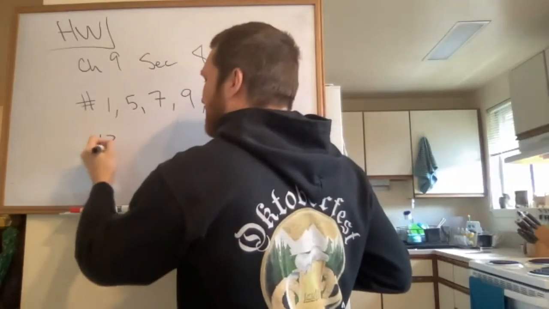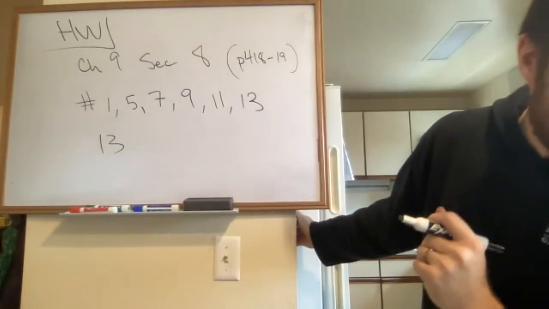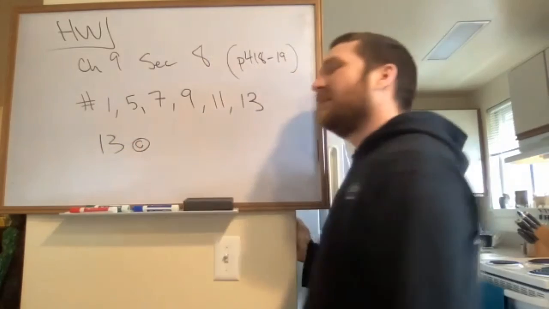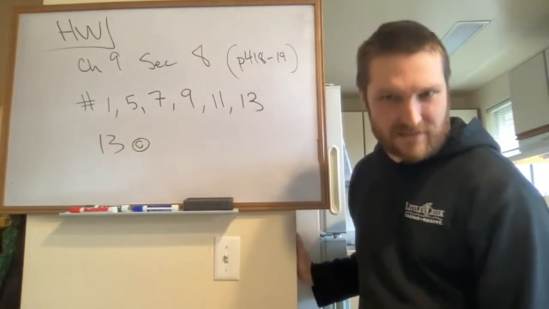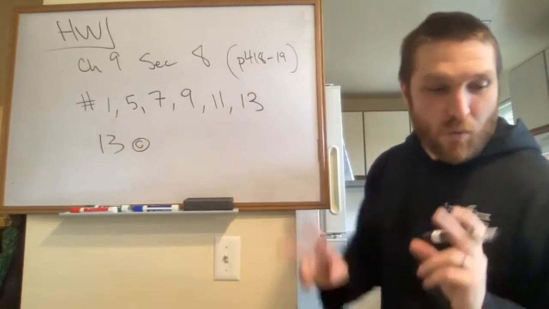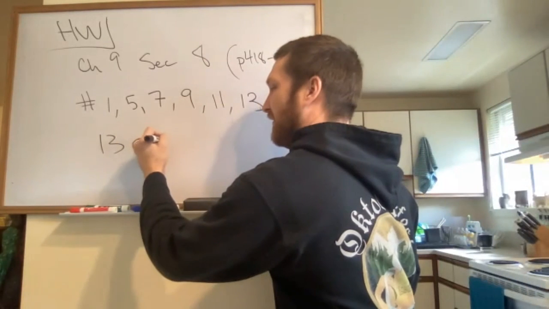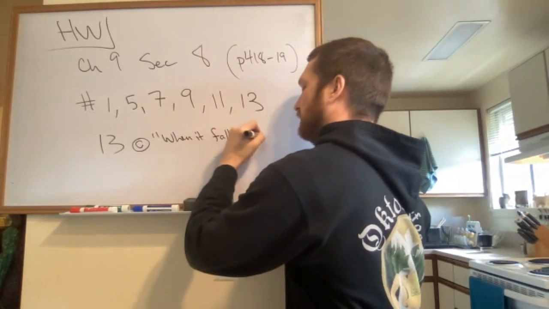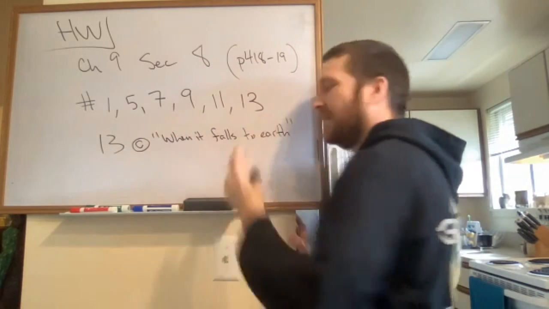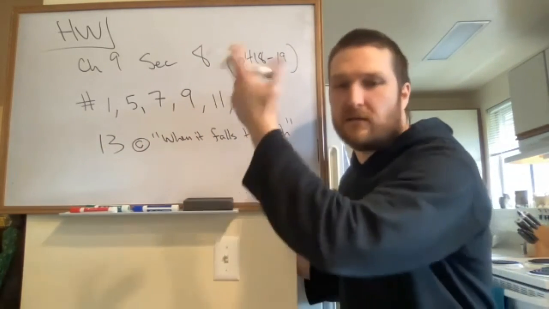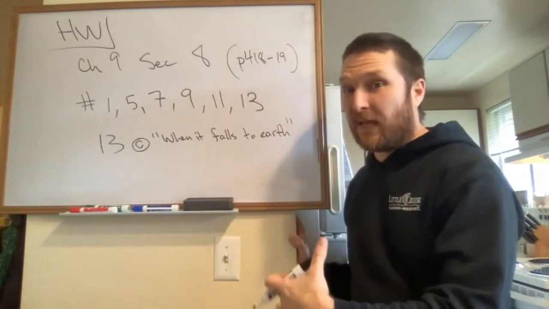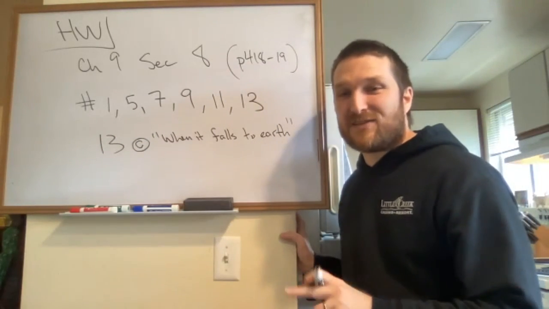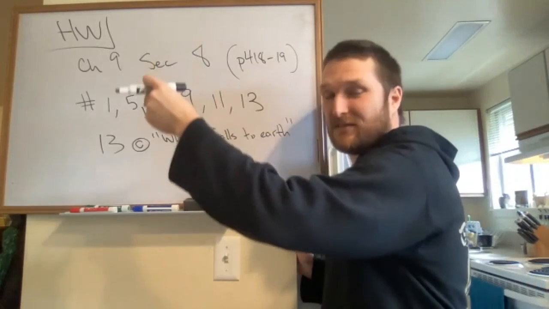Okay, 13, letter C. It has parts A, B, and C. I hate the way they say this, when it says when it falls to earth. This is again a rocket and stuff like that, and they're asking when it falls to earth. What I think they mean by that is when it starts to fall to earth.